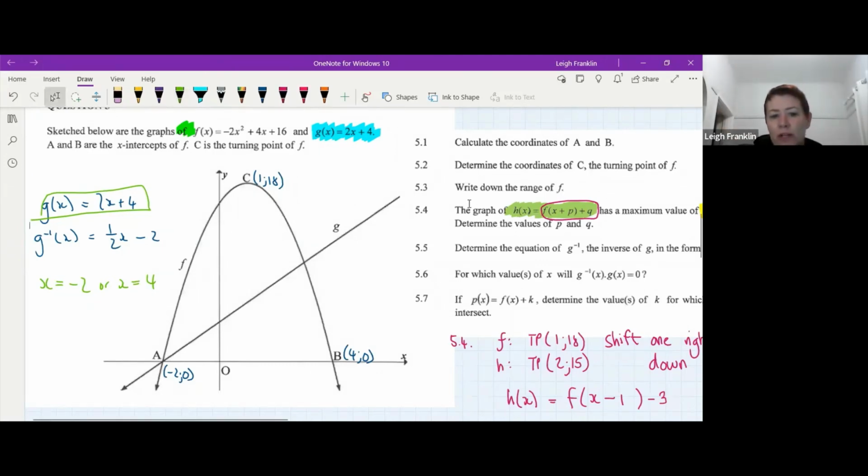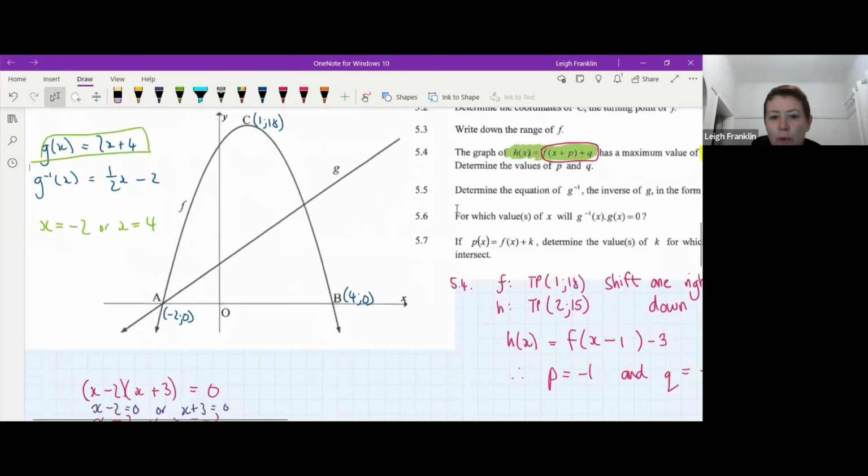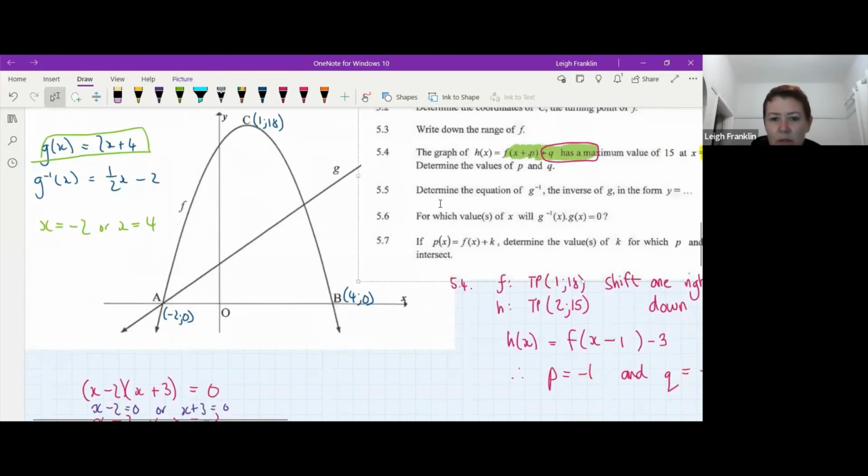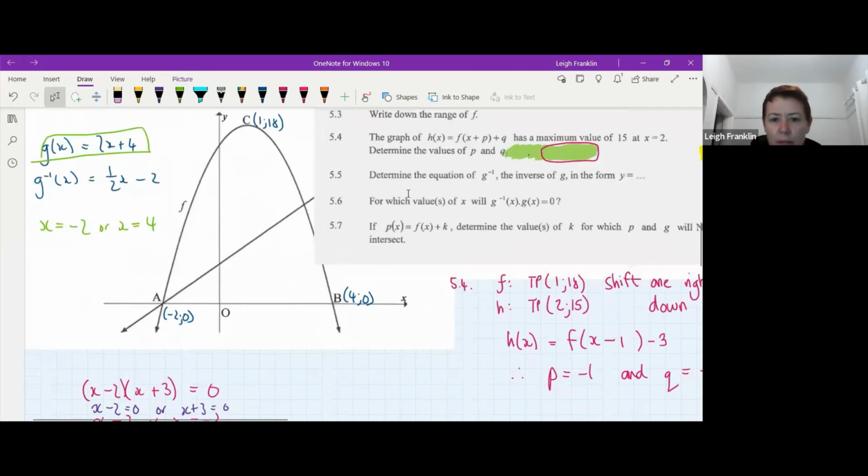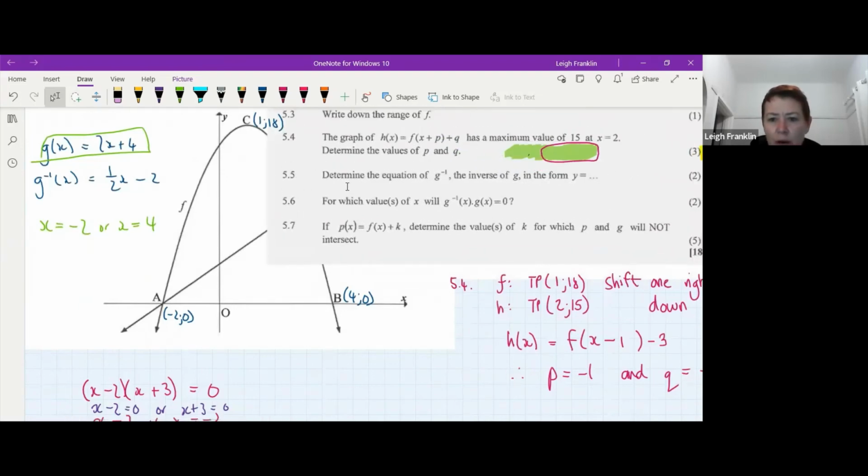Now for the difficult question. Question 5.7. Well, that's not really that difficult. Let me move this over a little bit. All right, so here we are asked, if P of x equals f of x plus k, determine the values of k for which P and G will not intersect.